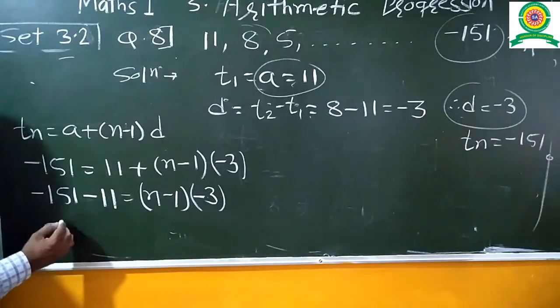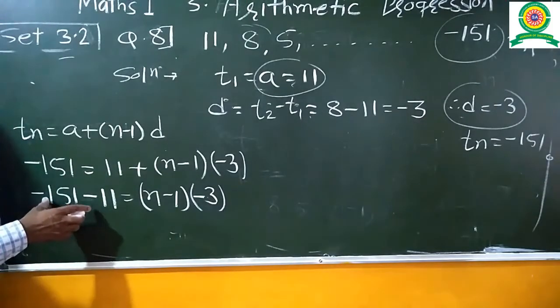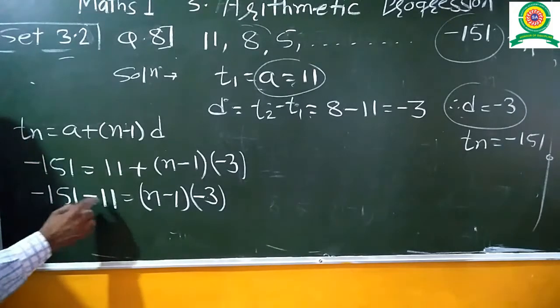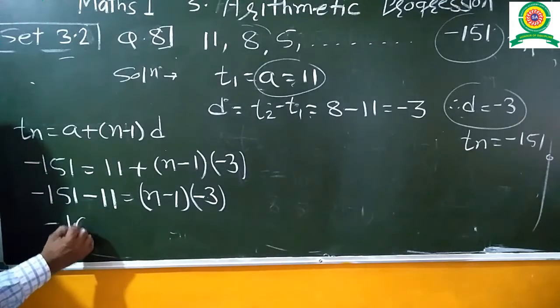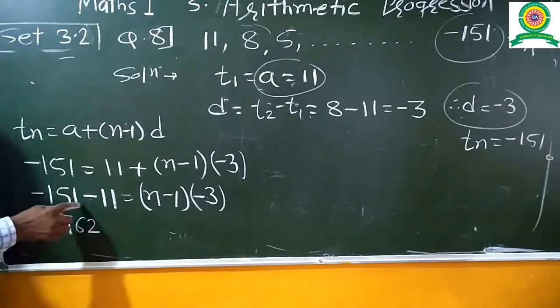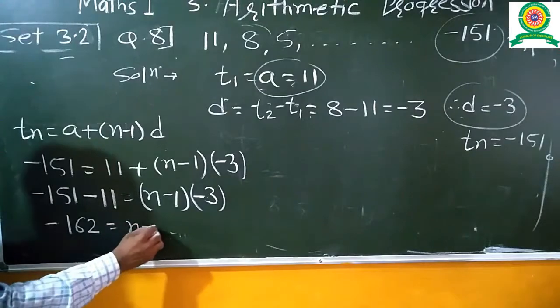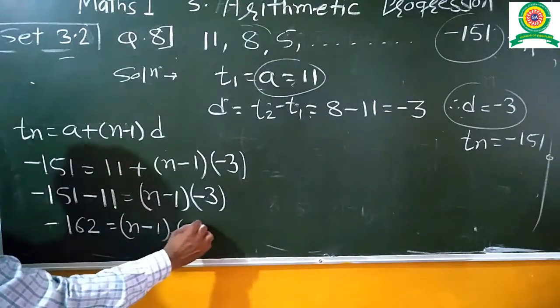What is it? Both are the same sign, so we are taking the addition. What is the addition? 1 plus 1, 2. Means minus 162 is the addition, and the higher number's sign is the minus. Is equal to what? N minus 1 into what? Minus 3.